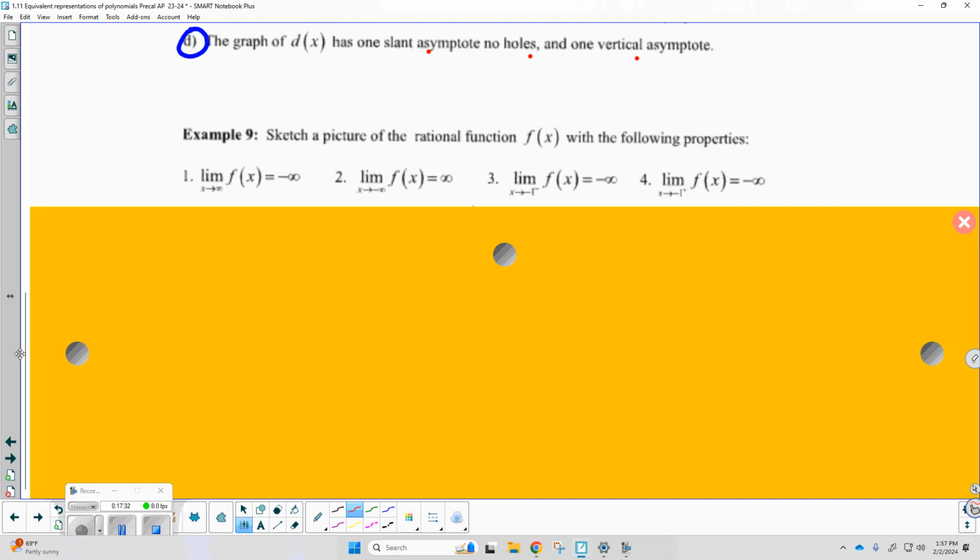All right, example 9. So it says sketch a picture of the rational function. Now, answers are going to vary. We're going to go ahead and talk about this, and then I'll give you the opportunity to go ahead and sketch one, and we'll see how close it resembles the one I drew.